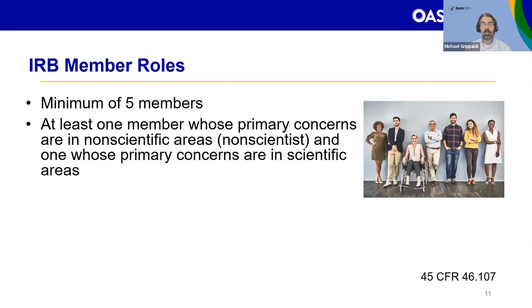So an IRB must have at least one member whose primary concerns are in the nonscientific areas. This person is informally called the non-scientist. Similarly, the IRB must have at least one member whose primary area of expertise is in the sciences. And you guessed it, this person is referred to as the scientist. Usually obtaining the scientist is not an issue for IRBs. Normally, the majority of the board is scientists, and you'd have 1 or 2 non-scientists. And the regulations say that this is the minimum. You need 1 of each, but there's really no maximum according to the regulations.